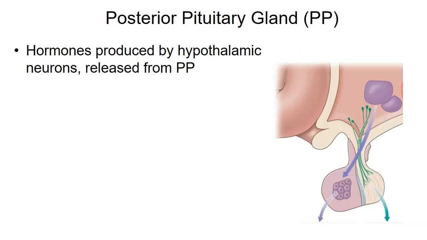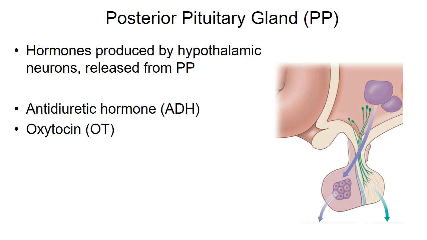All right, posterior pituitary. I said there's only 2 hormones that you need to memorize for the posterior pituitary. Okay? Antidiuretic hormone and oxytocin are the 2 that come from the posterior pituitary. All right? And so we'll talk about each one of these in the subsequent slides here.